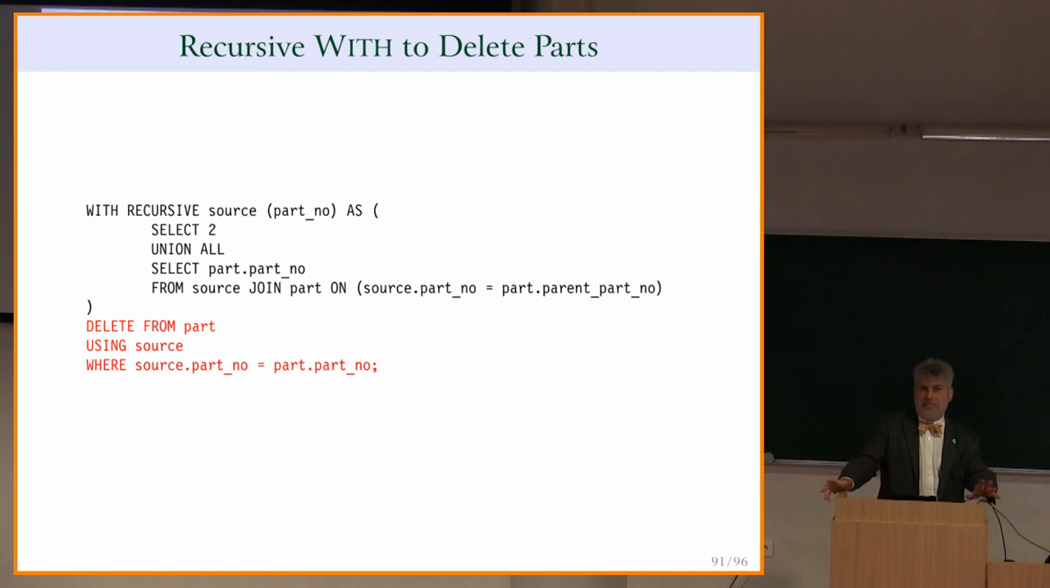Right? Why not? Use recursion, walk the tree, find all the parts. And once you've done that, join to the source table and just delete each part that's part of part 2. Okay? I mean, doing that in application is really ugly. This is just very, very clean. And you can see that it just takes you into a whole new ability for doing stuff in SQL.